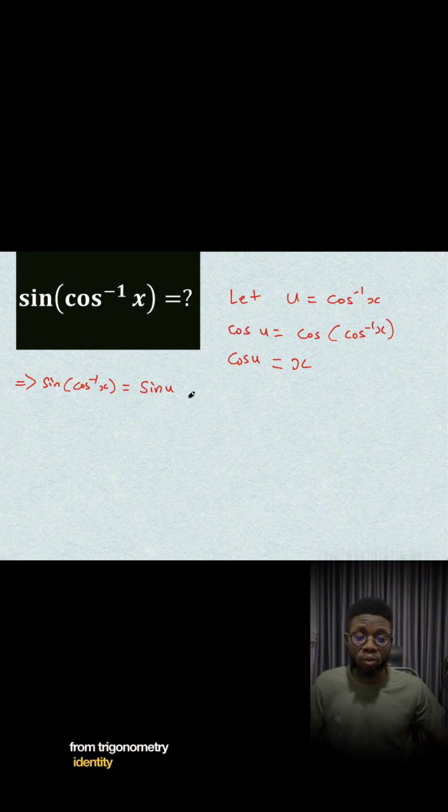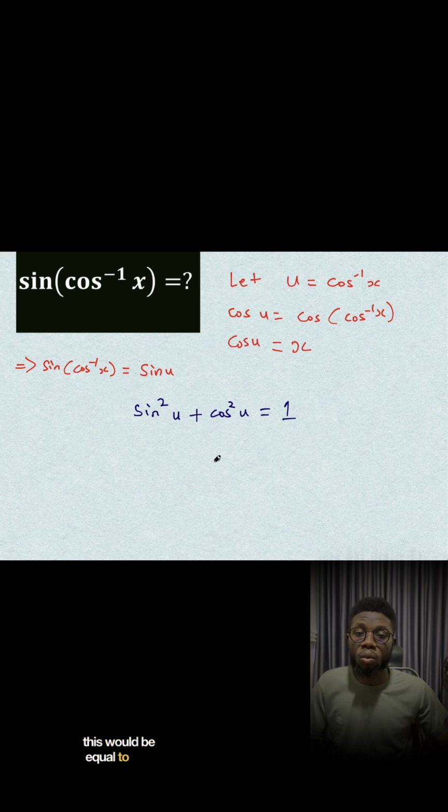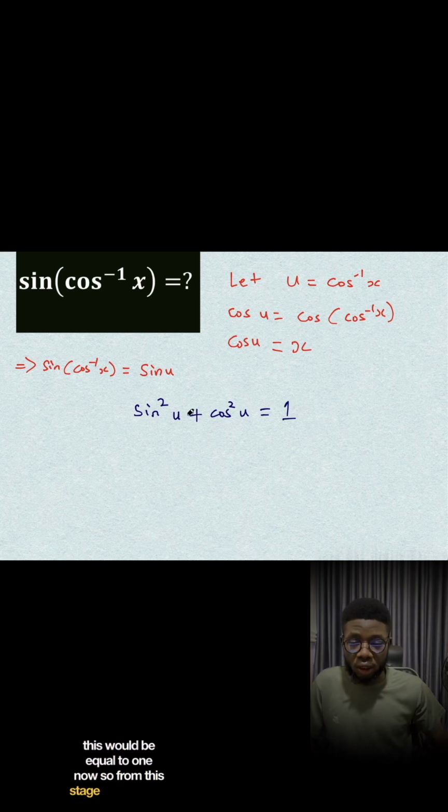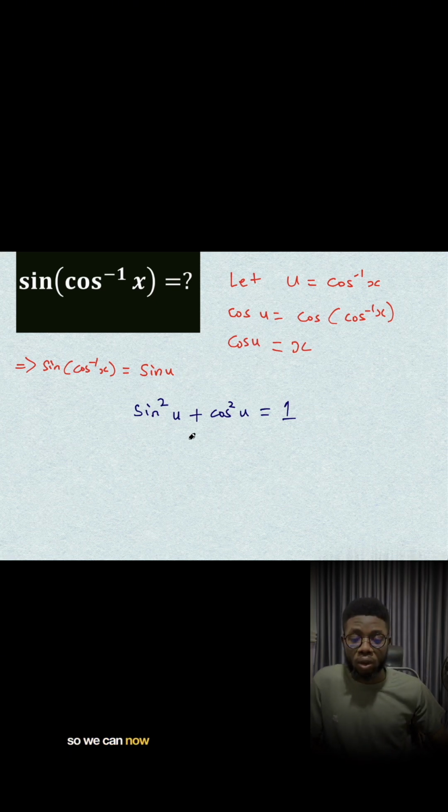From trigonometry identity, we know that sine squared u plus cos squared u is equal to 1. From this stage, we can solve for sine of u because we know cos u already in terms of x. So sine squared u plus, now what is cos u? Cos u equals x. So this is x squared, which is equal to 1.